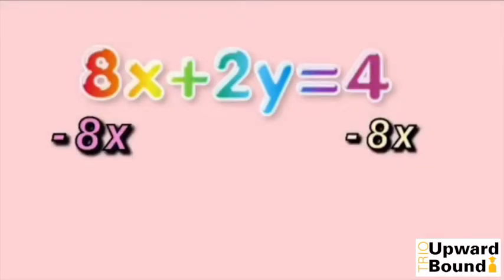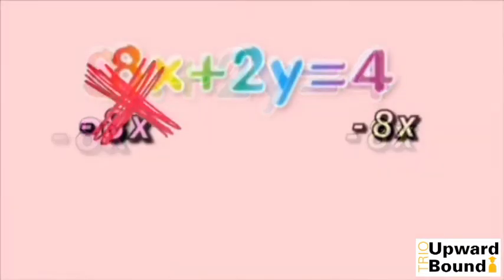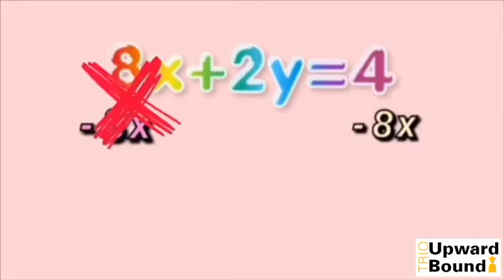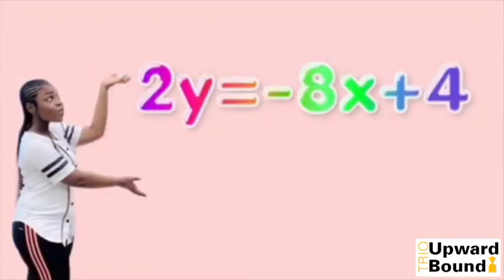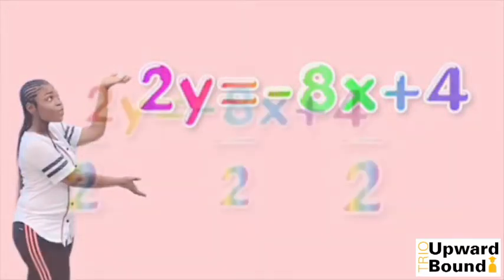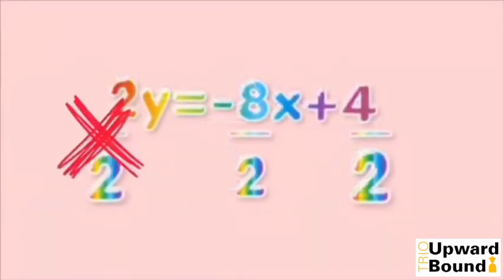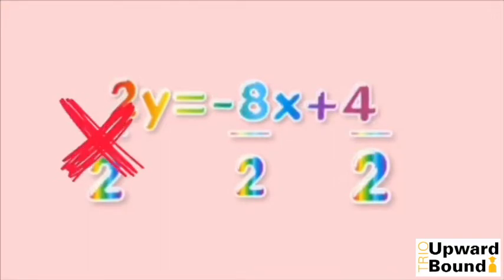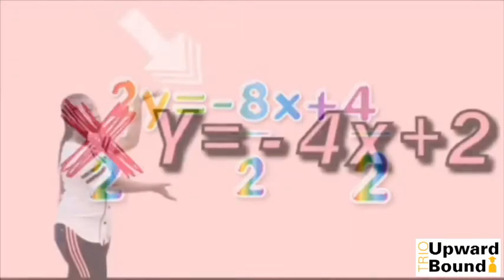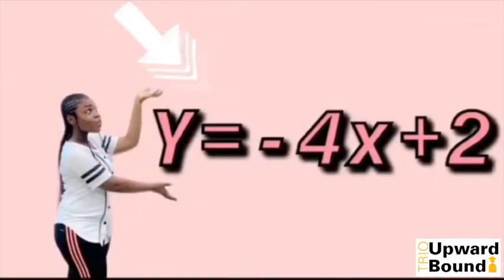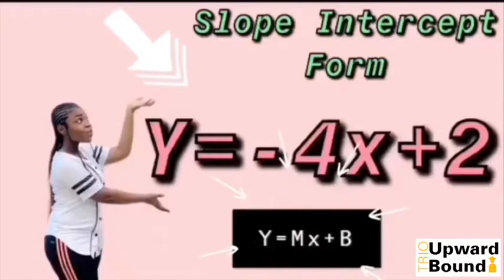To get y by itself, the first thing you do is subtract 8x from each side. Now that 8x on one side is gone, you want to move -8x in front of the 4. And that now leaves us with 2y equals -8x plus 4. Next thing you do is divide everything by 2. 2 divided by 2 cancels out. -8x divided by 2 equals -4x. And 4 divided by 2 equals 2. Once everything is divided by 2, that will leave us with y equals -4x plus 2. It is now in slope-intercept form.